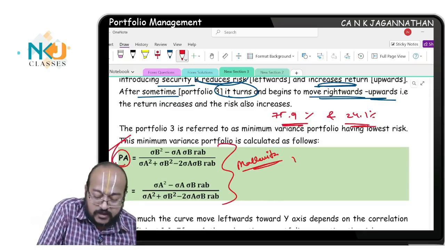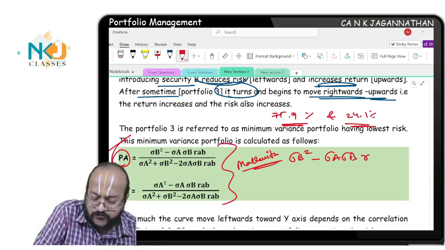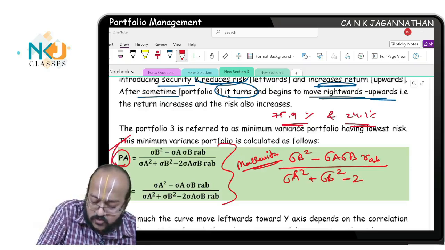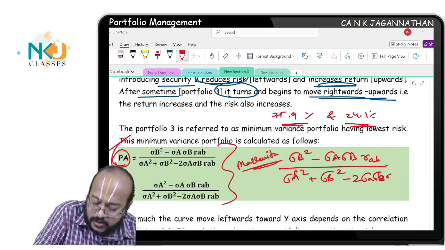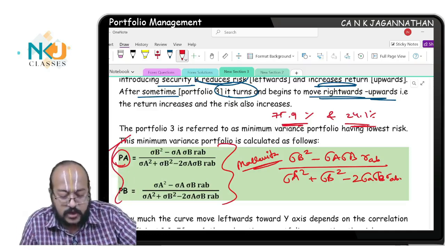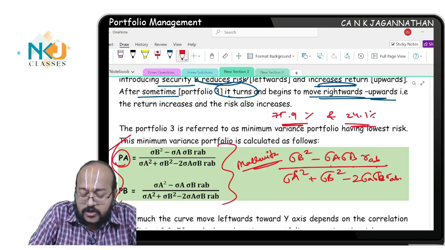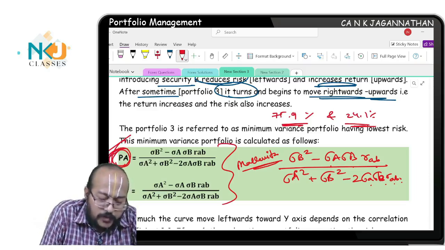Proportion of A is nothing but sigma B square minus sigma A sigma B correlation of A and B, divided by sigma A square plus sigma B square minus 2 sigma A sigma B correlation of A and B. If you notice, either minus sigma A sigma B correlation of A and B, here also sigma A sigma B correlation of A and B is there, minus 2 sigma A sigma B correlation of A and B. This formula is for finding proportion of A.